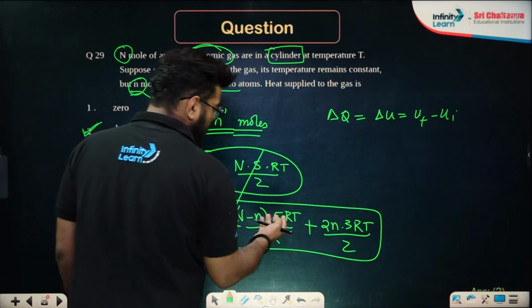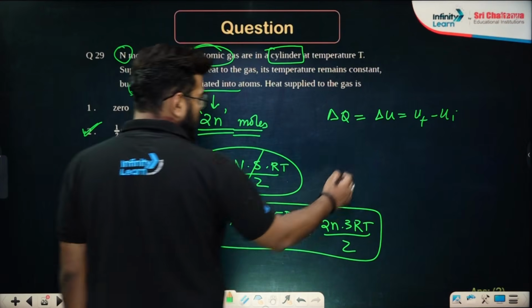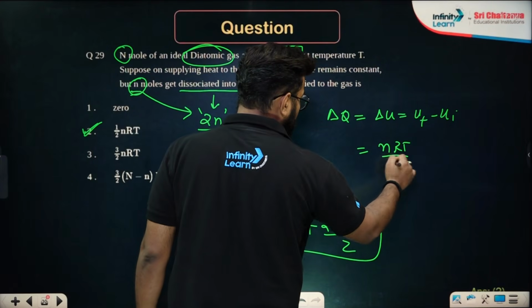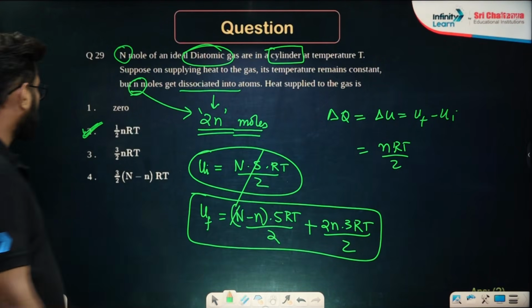So this is 6 nRT by 2 minus 5 nRT by 2. That will be eventually equal to nRT by 2. Right? Option number 2 is the right answer.